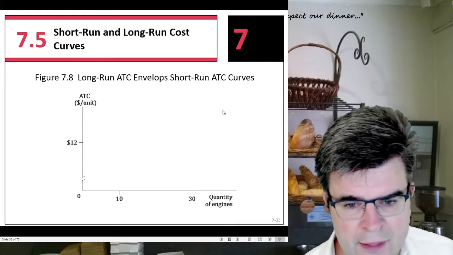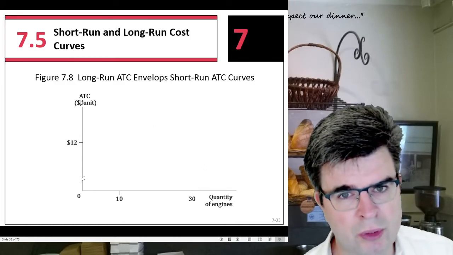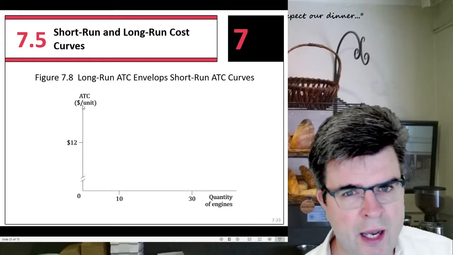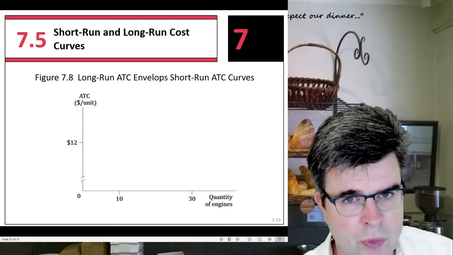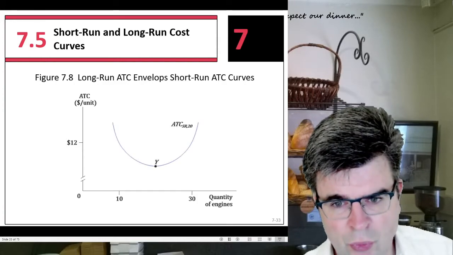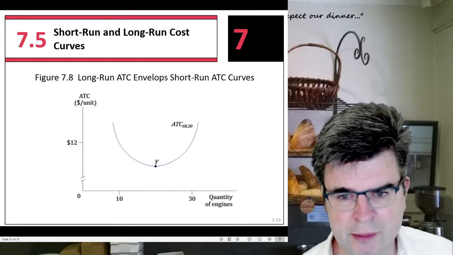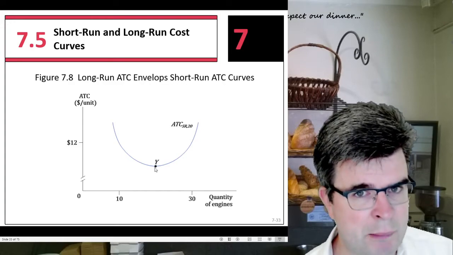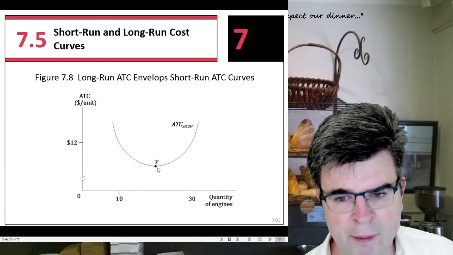But focus on the x-axis, which has the quantity of engines again, and the average total cost, so the cost per unit, is on the y-axis. And now suppose that we have the optimal amount of capital in place to produce 20 engines at the minimal cost. So then in the short run, given that amount of capital in place, the average total cost reaches a minimum at the point y, which is the same point y as we observed 2 slides before.